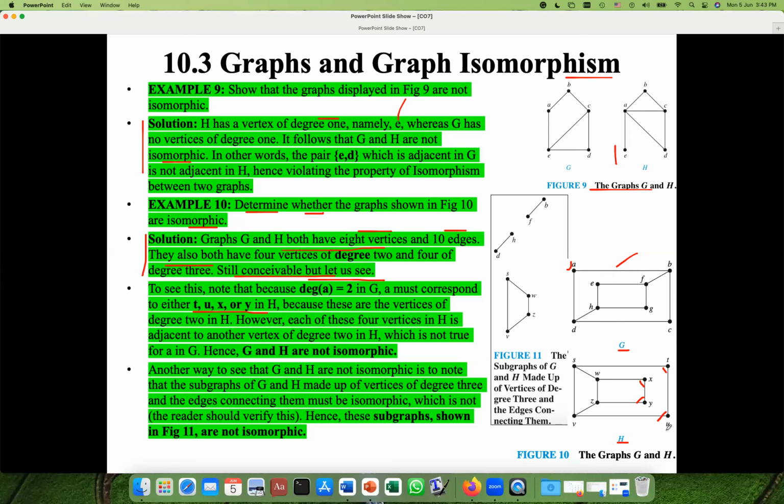So can it be U? U is degree 3 connected with this 2. So U is also gone. X is connected with this and it has the degree 3. That is also gone, because it is connected with this 2 actually. And Y is connected with this 2. That is also gone. So now you have a big point.